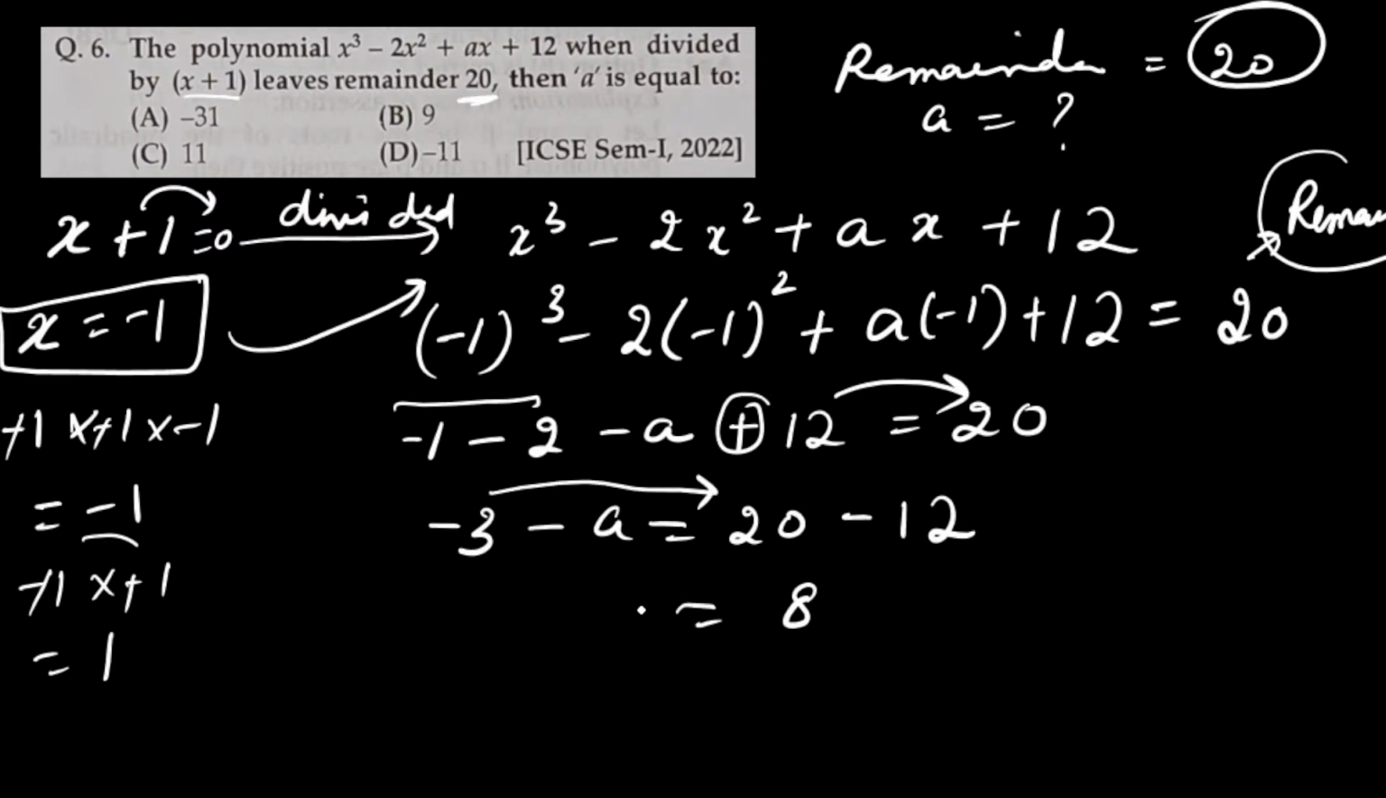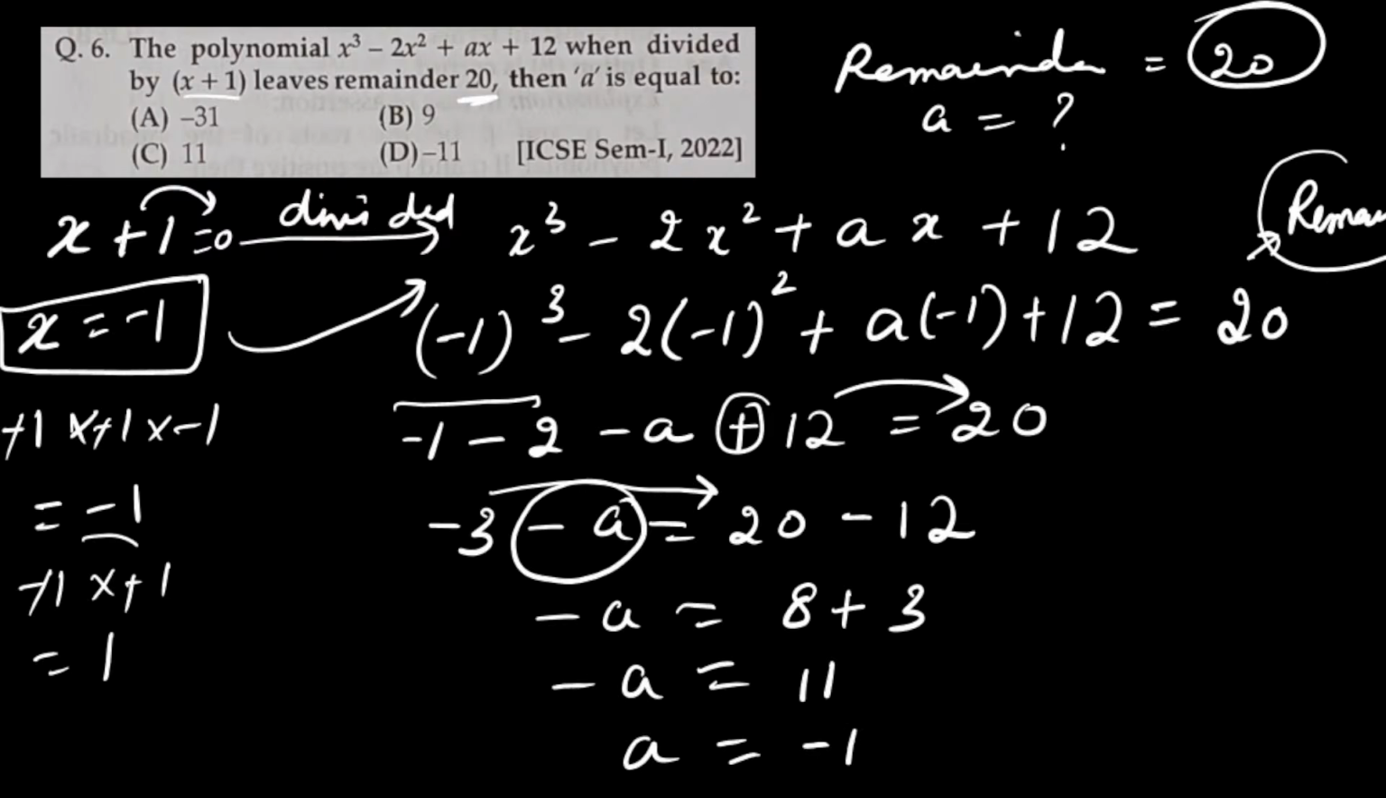Minus 3 also we have to shift to the other side. If I shift minus 3 to the other side, it will become plus 3, because a's value we have to find. Only a should be left on this side. So 8 plus 3 is 11. So minus a is 11. That means a is equals to minus 11. This minus sign also let's shift to the other side. So a's value is minus 11. Some of you, Shiva Shankar, have mentioned 11. It is minus 11. A is equals to minus 11.